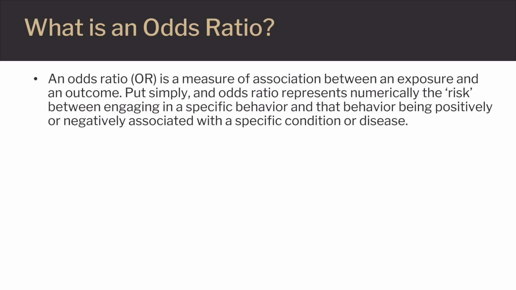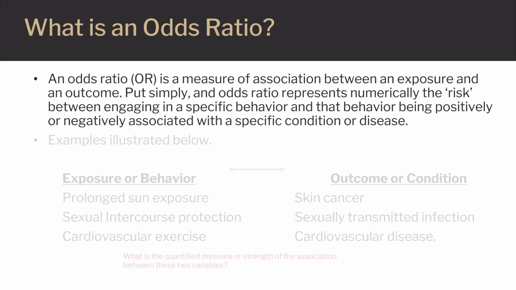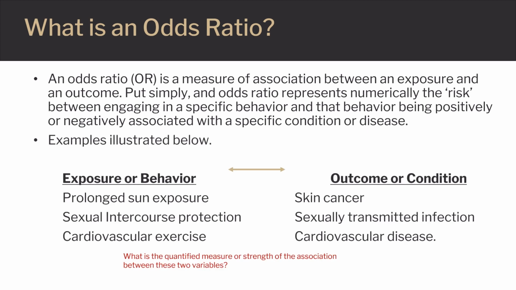An odds ratio is a measure of association between an exposure and an outcome, or what is the risk between engaging in a specific behavior and developing a specific condition or disease. Odds ratios are represented by a number to quantify the risk or association between the two variables, such as the examples listed on this slide.